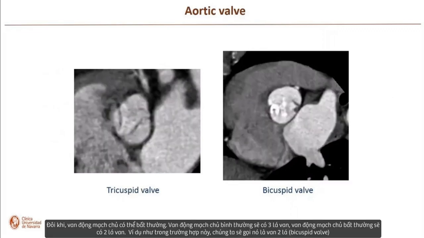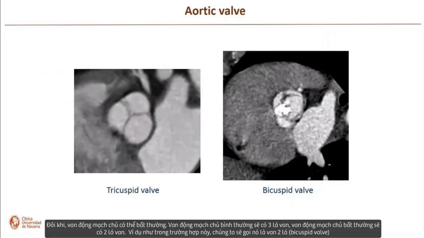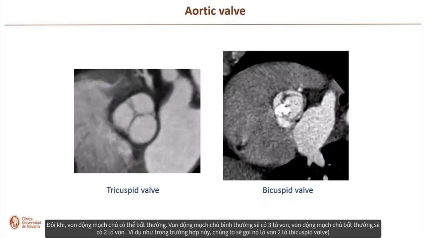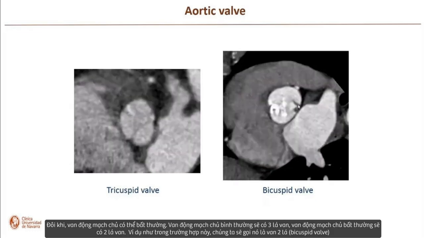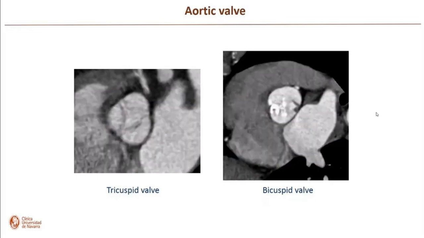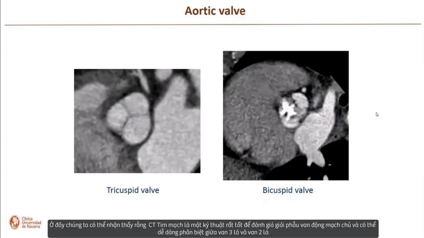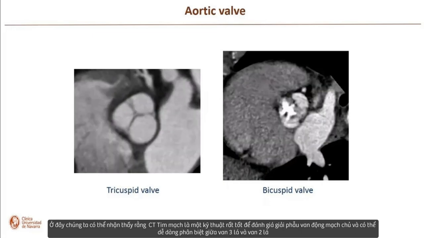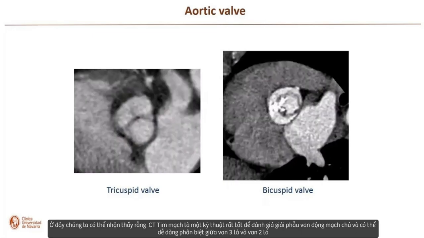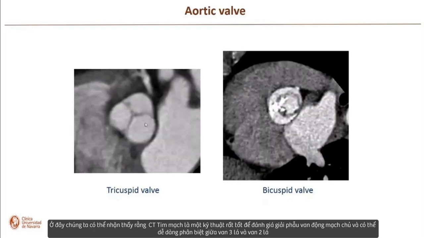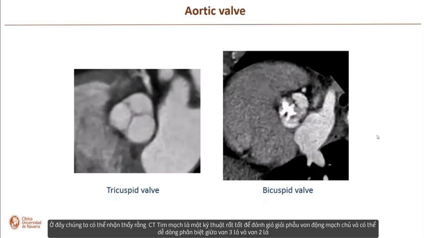Sometimes the aortic valves can be abnormal. The normal has three cusps. Abnormal valves may have two cusps, and in this particular case we call it a bicuspid valve. Here you can realize that cardiac CT is a very good technique to determine the anatomy of the aortic valve and can easily distinguish between a tricuspid and a bicuspid valve.